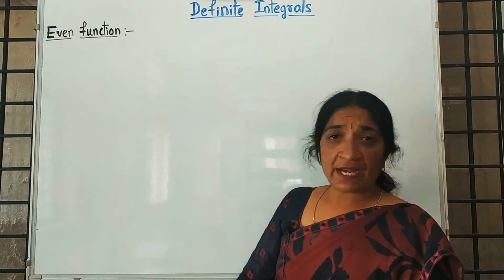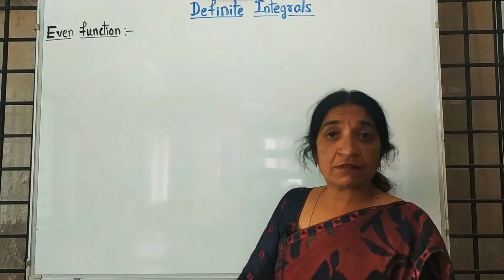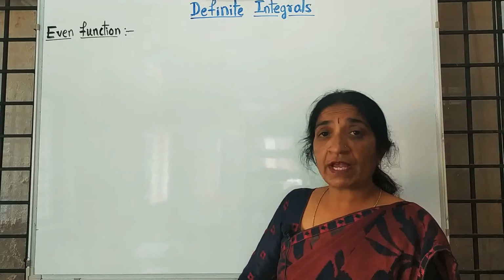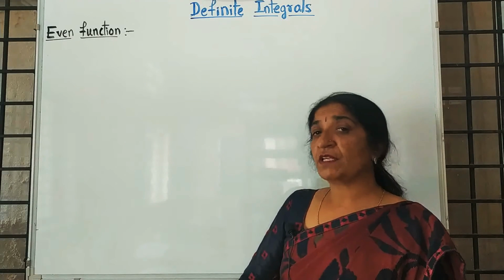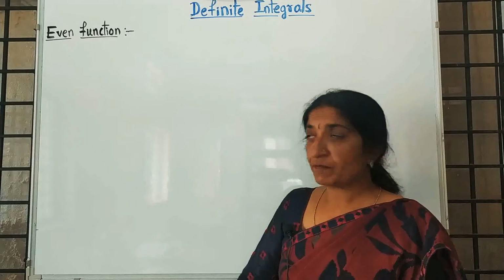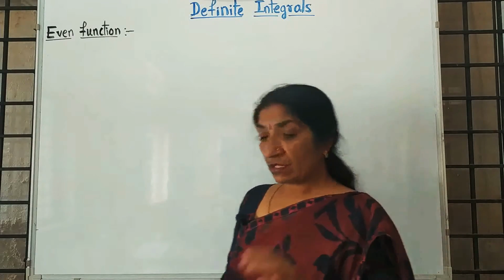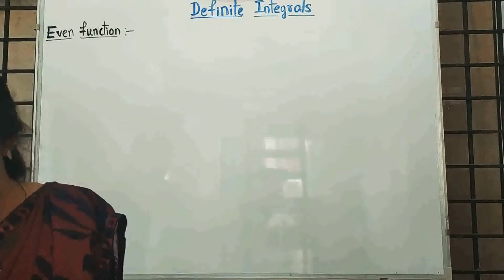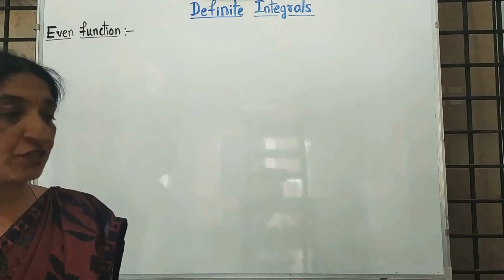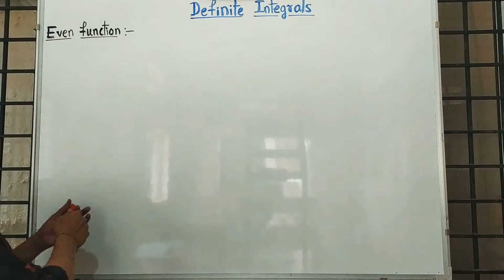The students are memorizing the properties, but I am telling you, don't memorize. If you understand the concept, then you can easily write the property. So before moving to the property, first see what is an even function and an odd function. See, what is an even function?